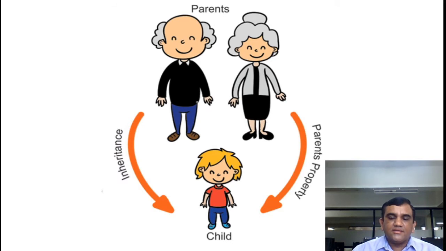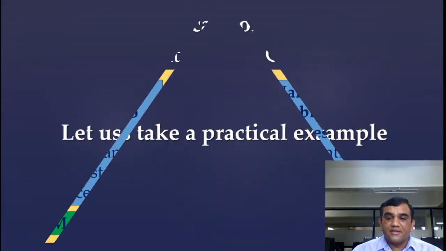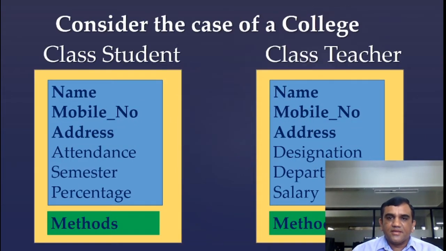We have already seen this diagram. Here, the features of the parent are inherited in the child, but the reverse is not possible. Let us take a practical example. Consider the case of a college. We have a student class and a teacher class.